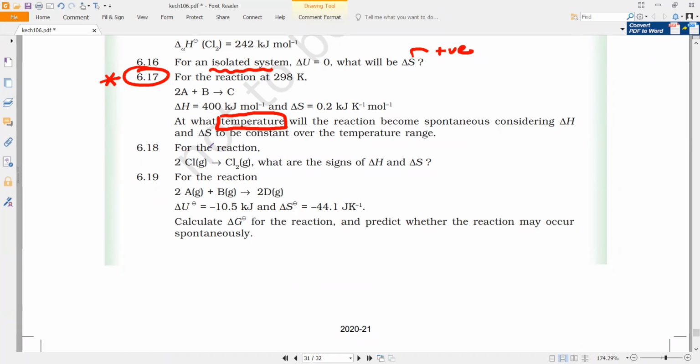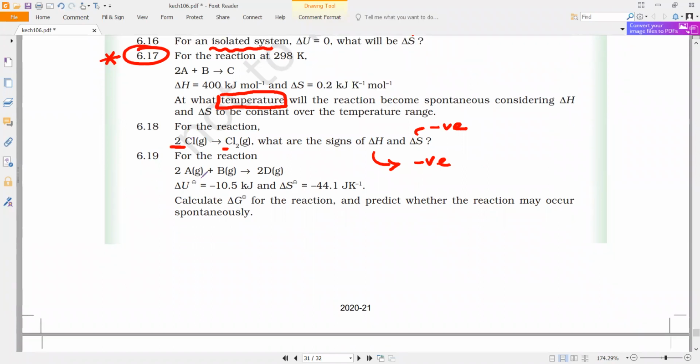For the reaction, 2 Cl giving Cl2, what are the signs of delta H and delta S? For delta S, I can obviously say initially we had 2 moles, here we have 1 mole. So delta S will be negative because the entropy is decreasing. We had more number of gases, now we have less number of gases. What will be delta H? Delta H will also be negative because initially we did not have any attraction. Now something is being formed. Whenever you form something, whenever there is an attraction, the delta H is negative.